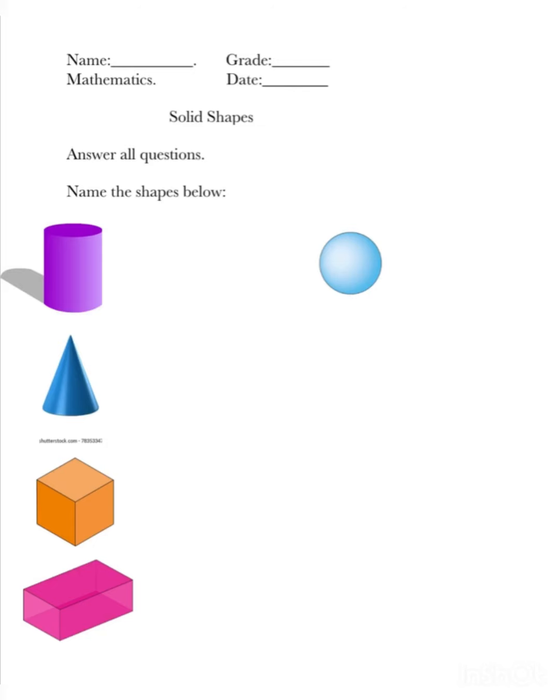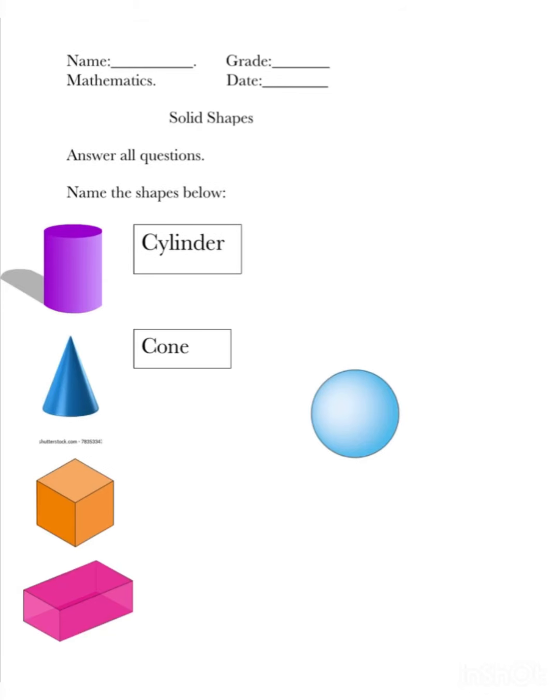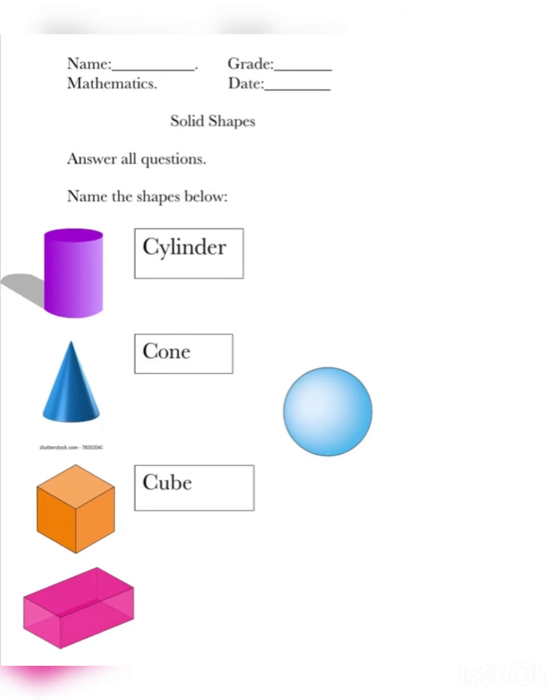Now that you have completed your worksheet, let's go through the answers. Giselle, would you like to name the first solid shape that is on the worksheet? That's right, Giselle. Good job. It's a cylinder. Now let's have Derek name the second solid shape. Awesome job, Derek. It's a cone. Okay, class. So Shivani wants to name the third shape. That's right, Shivani. It's a cube. Good job. Sarah, would you like to name the next solid shape for us?